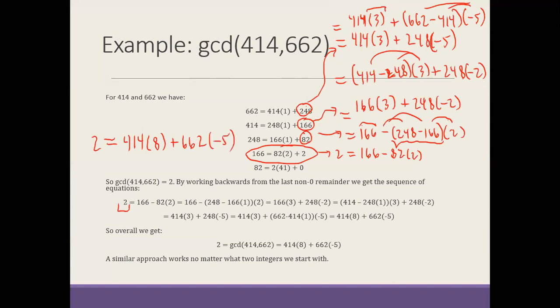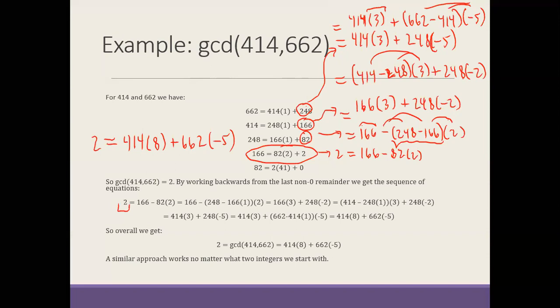8 times 414, didn't we already do that? Oh no, yeah, right. So, 3,200 plus... what is that? Say that again. 3312. And 662 times 5 is 3310. So 3312 minus 3310 is 2.